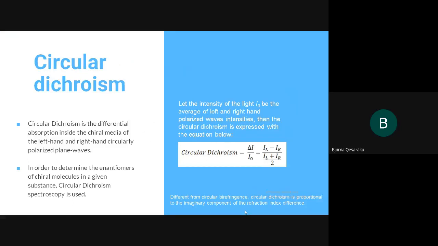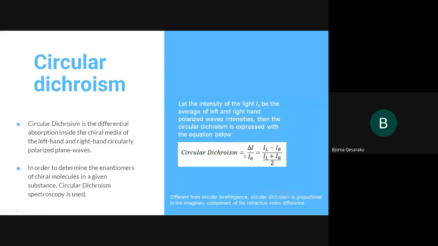Circular dichroism is another phenomenon that accompanies circular birefringence, and it is the differential absorption inside the chiral media of left-hand and right-hand circularly polarized plane waves. In order to determine the enantiomers of a chiral molecule in a given substance, we use circular dichroism spectroscopy. There is a table that chemists have constructed, and it also shows the rotation and the degree of chirality of molecules. Circular dichroism is defined in this way.